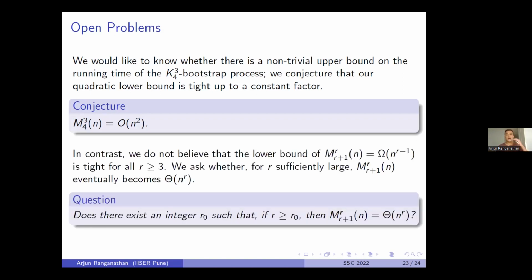But the other lower bound that we have is M(r+1,r)(n) is omega n to the r minus 1 for all r at least 3. So the special case of r equal to 3 is M43(n). But we don't believe that this lower bound is tight for all r at least 3. And we ask whether for r sufficiently large, this M(r+1,r)(n) eventually attains the best possible upper bound of n to the r and becomes theta n to the r.